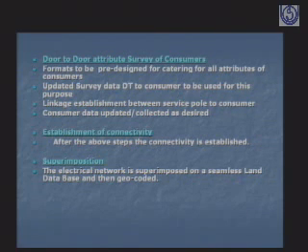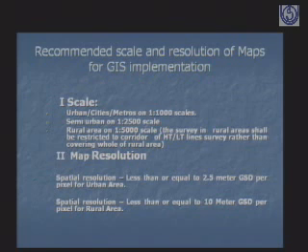This electrical network is superimposed on a map and then geocoded. We recommend the map resolution and scale for GIS implementation: for urban cities and metros the scale should be 1:1000, for semi-urban the scale should be 1:2500, and for rural areas 1:5000 scale maps.